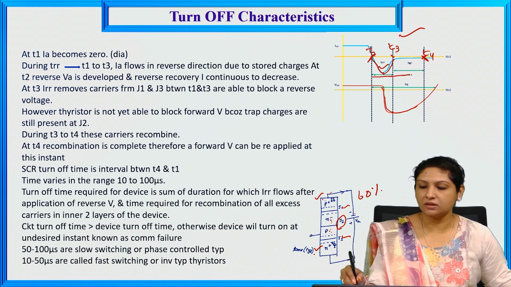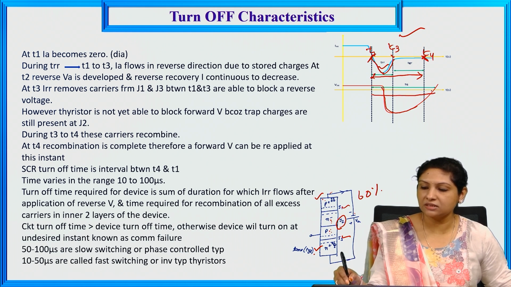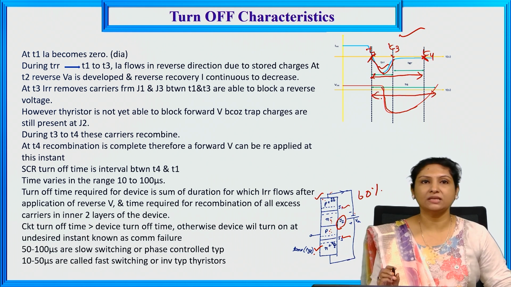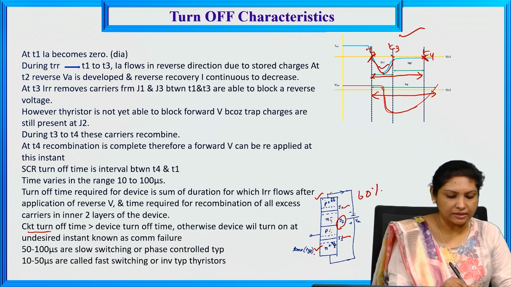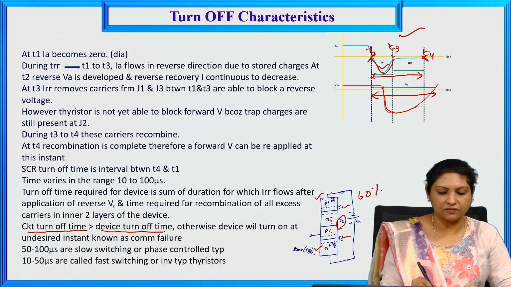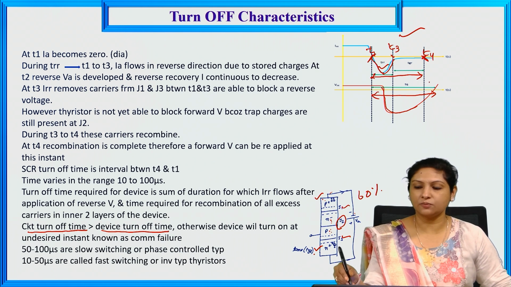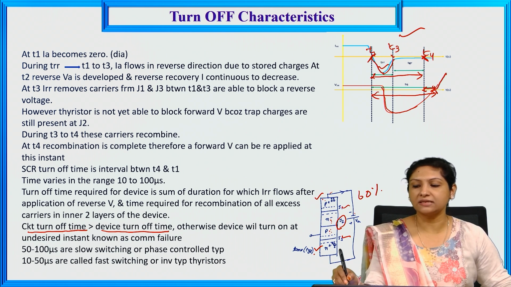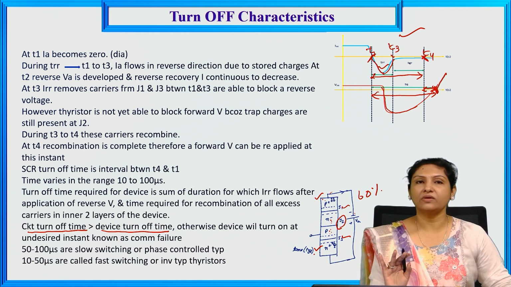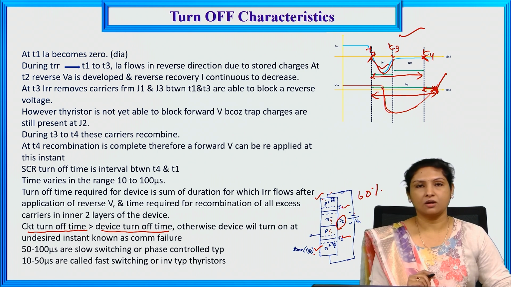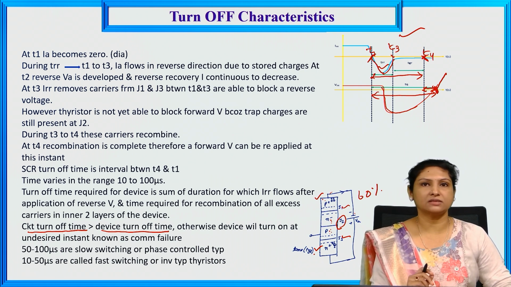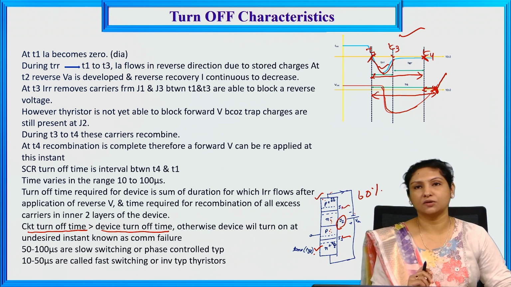See, this is the circuit turn-off time and this is considered as the device turn-off time. And usually this circuit turn-off time is greater when compared to that of the device turn-off time. So it is advisable for the SCR to remain off for some more time, and it is better to apply the forward voltage at this instant such that we can avoid the commutation failure. And it leads to the safe operation of the SCR. Otherwise, the device will turn on at an undesired instant, known as commutation failure.